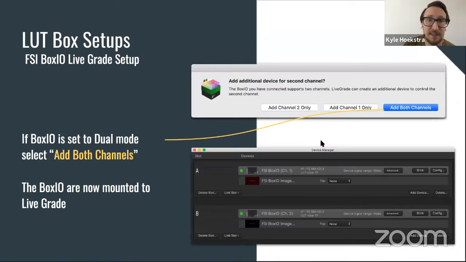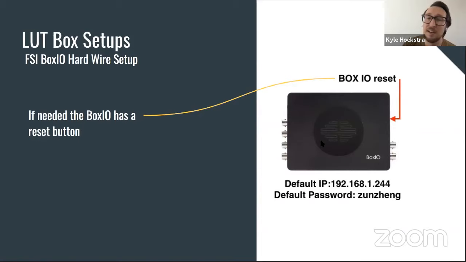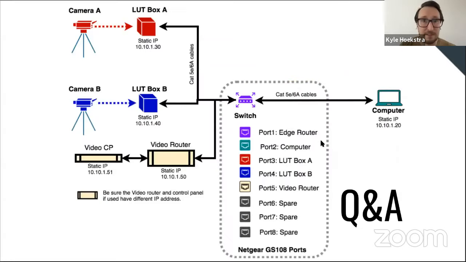And we're just going to add that through and add the boxes. Oh yeah, and the reset button, in case your Box IO hits the bed and you have to reset it: you just need a little pin, and it's right there on the 2 SDI input side.